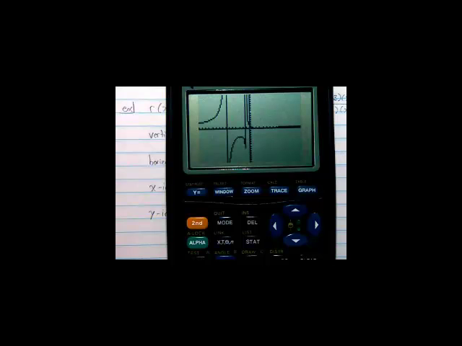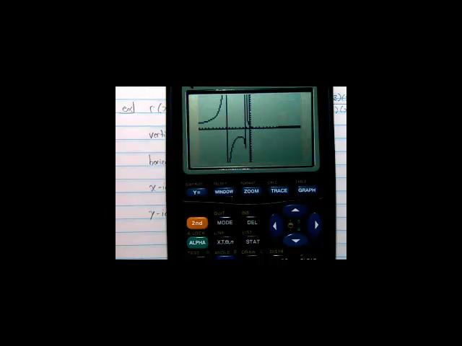But in any event, yeah, we should have a vertical asymptote at -7. So let's see, 1, 2, 3, 4, 5, 6, 7. And then we should also have another vertical asymptote at -1. And there's that one, okay? So we've got those both in there.